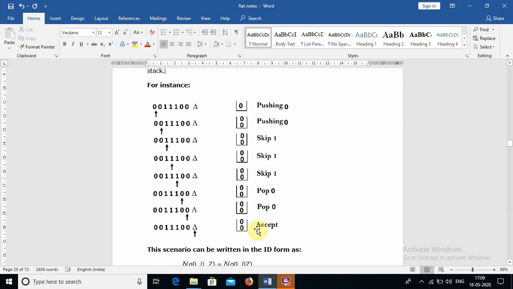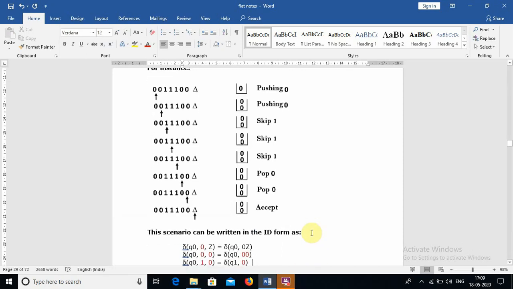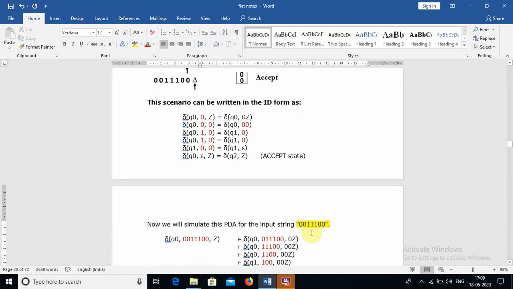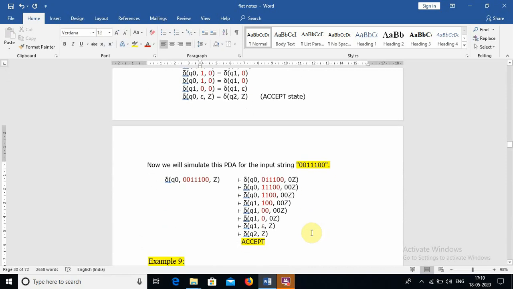So that's why we can say that the string is accepted by the PDA. For this kind of description, like pushing and popping, we constructed the IDs here. By following the diagram we can construct the transition functions, and we recheck the acceptance like this.